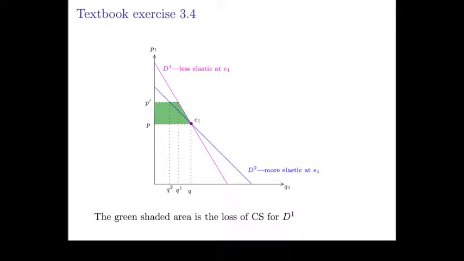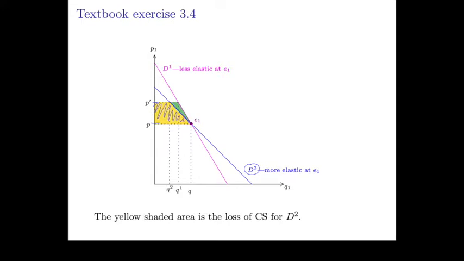The change in consumer surplus for the less elastic demand curve is the area between the prices below the demand curve. So it's this area here. The change in consumer surplus for the more elastic demand curve, again, is the area between the prices below the demand curve. So it's this area over here.